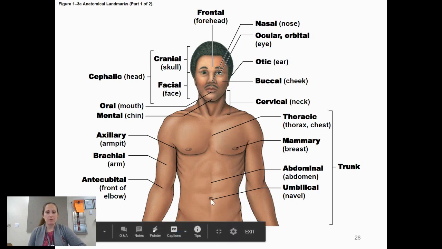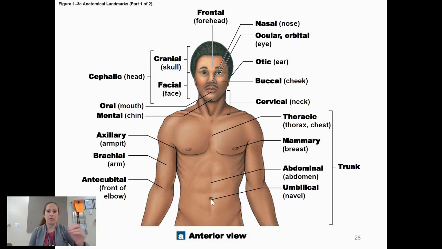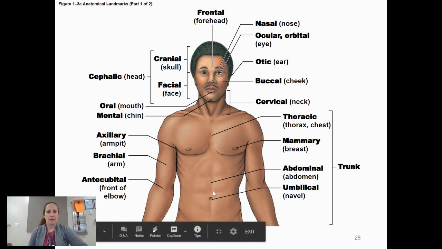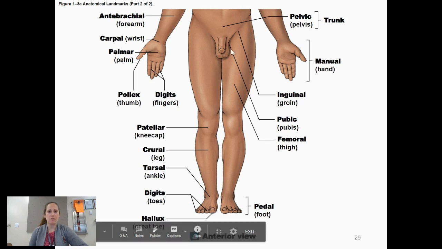The umbilical region, where your belly button sits, is where the umbilical cord would be located when you are in utero, all right? When you are a baby growing in a uterus, and then detached or cut away when you are born. So as you go through this terminology, and we're looking at the superior anterior terminology here, I'm going to go down to the inferior portion of the body. And again, you can see some terms that might be familiar to you, okay?